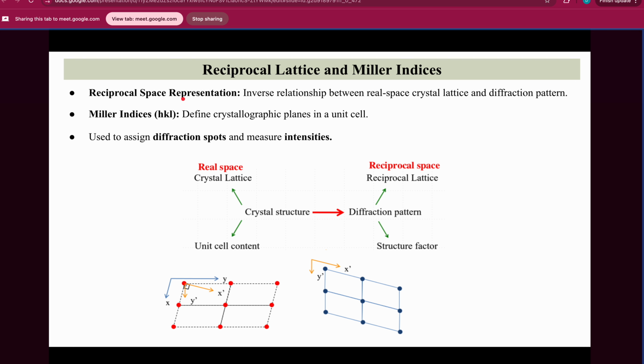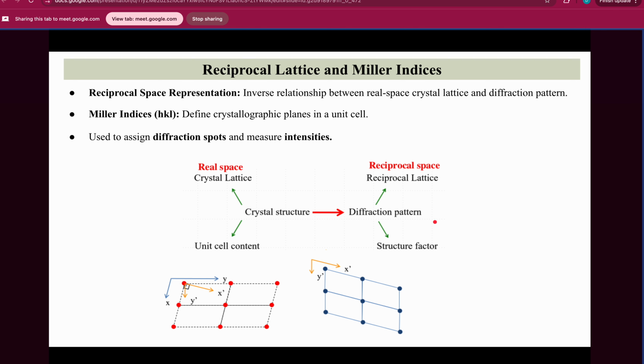We need to represent it in the form of reciprocal space, for which we use the Miller indices. So Miller indices HKL define the crystallographic planes in the unit cell. Because now we are reconstructing what is in the crystal, visualizing its structure using X-ray crystallography. So now we are making those unit cells and visualizing them. Miller indices are generally used to define those crystallographic planes, to assign the diffraction spots and measure their intensities. So this is the crystal structure, which has a crystal lattice in the real space and the unit cell content. This shows the unit cell and its different distances and different planes.